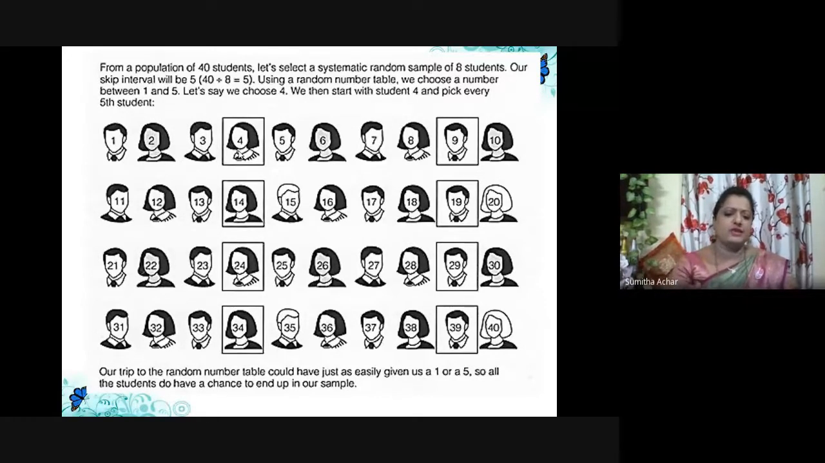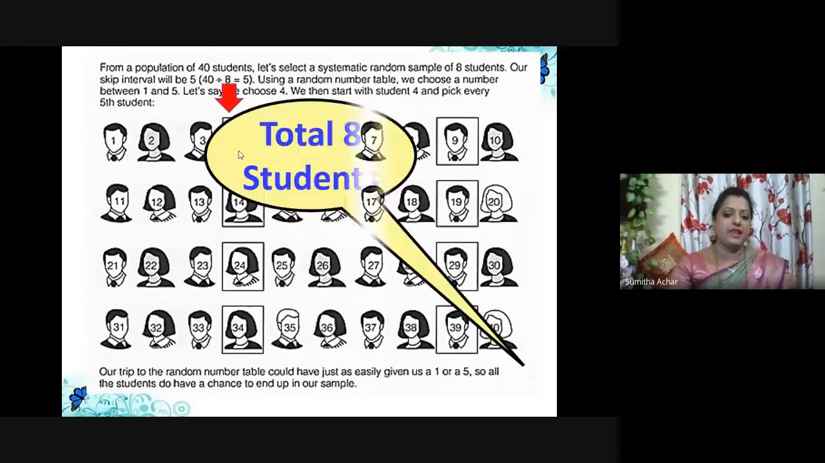Again, it has its own disadvantages. It depends on the ordering that you give, on the number that you have taken, or on the database that you have, and so on. Keeping this as a drawback, we go for some other method for selecting the sample. So here, out of 40, your 8 selections are already done. Who are the 8? The register numbers 4, 9, 14, 19, 24, 29, 34, and 39. So this is the systematic sampling method.